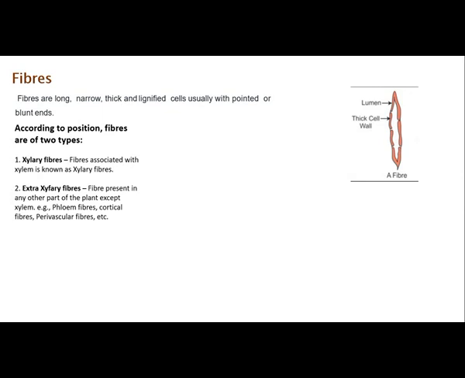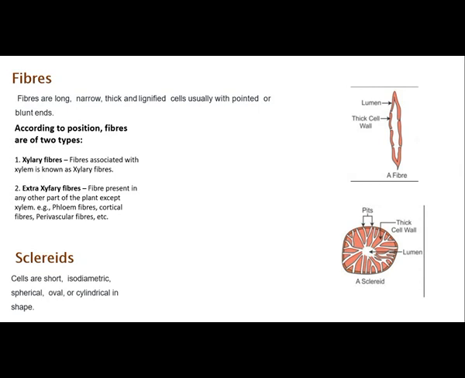So these are basically the commercially important fibers. For example, phloem fiber, cortical fiber, that is the bast fiber, the hemp, jute, flax. These are all types of extraxylary fibers. Now coming to the sclereids. Now they have extremely thick walls. The lignin deposition is very much. The lumen is narrow, and they are mostly found in the hard parts of plants and provide rigidity.